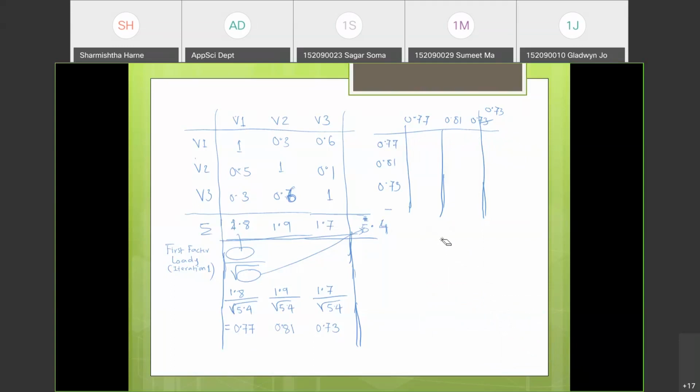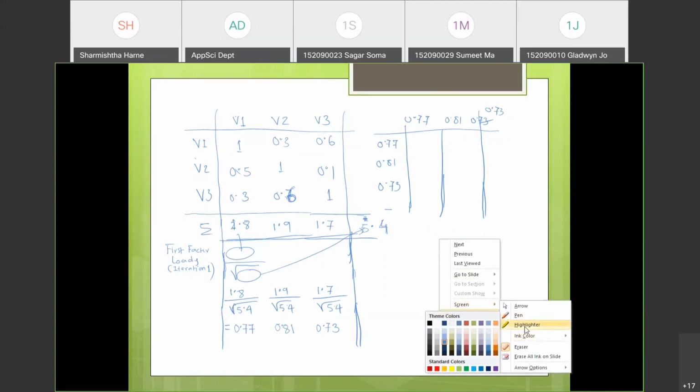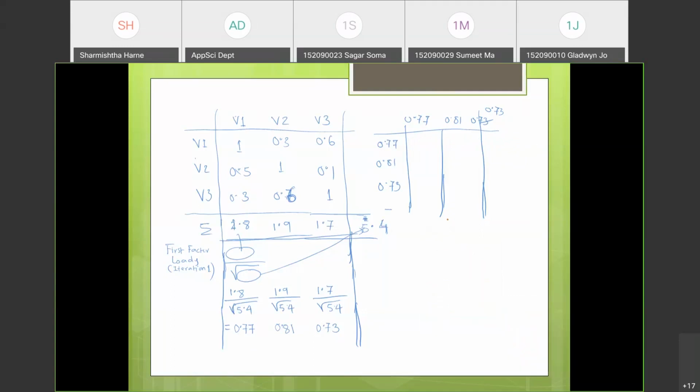क्या क्या आएगा? You can write in chat. You can write in chat. So I understand the mic is not working, but I'll be able to see the chat, right?